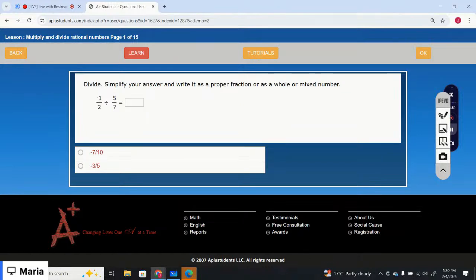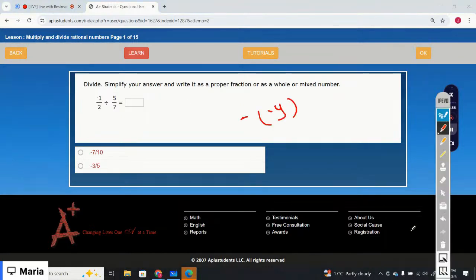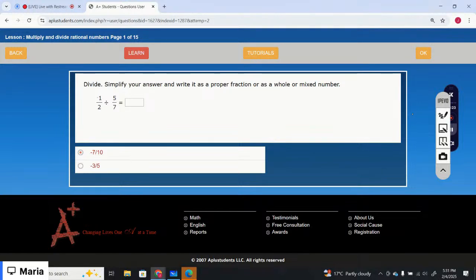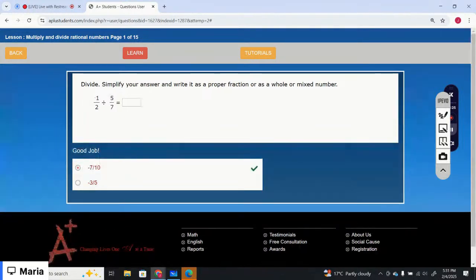When we are dividing or multiplying, if one of the numbers is negative, the answer is negative. You have to convert the division sign to multiplication by taking the reciprocal of the fraction right next to the division sign, that is 7 over 5. 7 times 1 is 7, that is negative 7. And 5 times 2 is 10. So the correct option is negative 7 over 10. Option number 1 is the correct option.